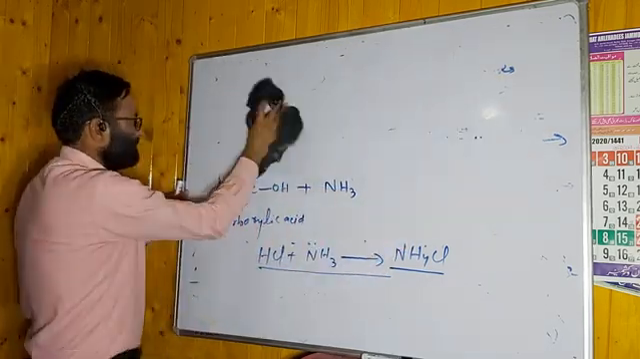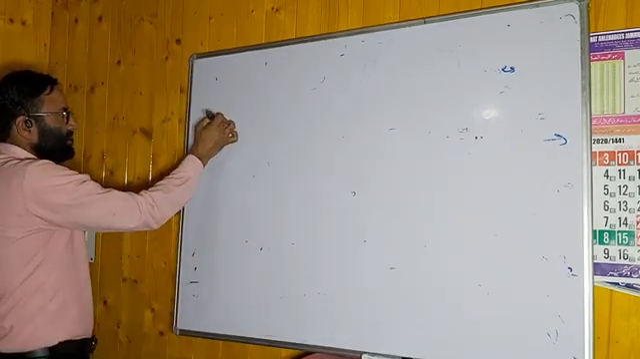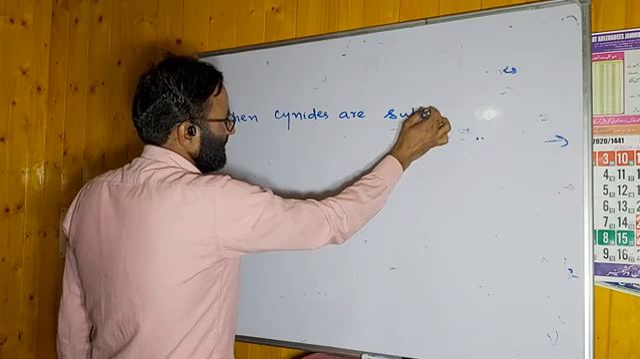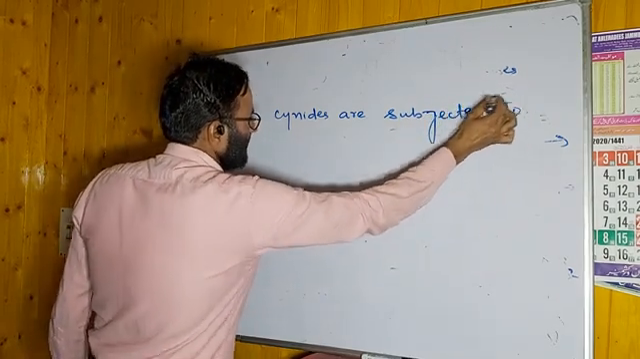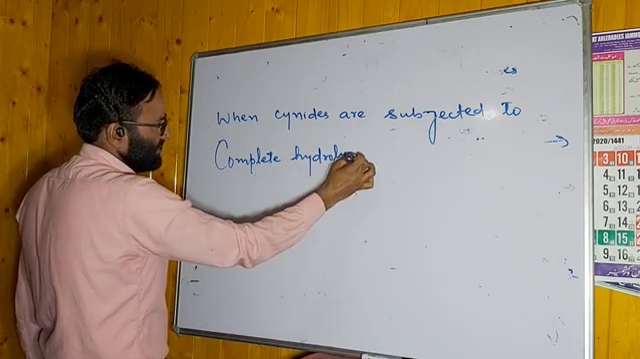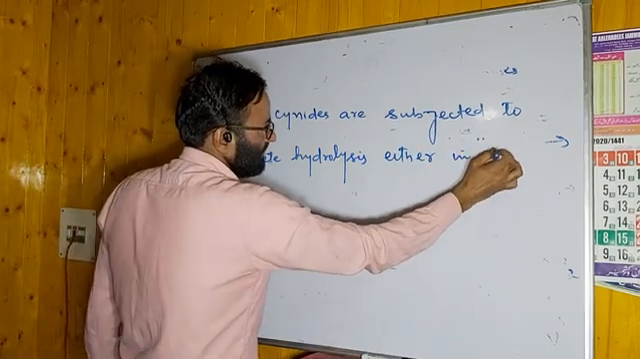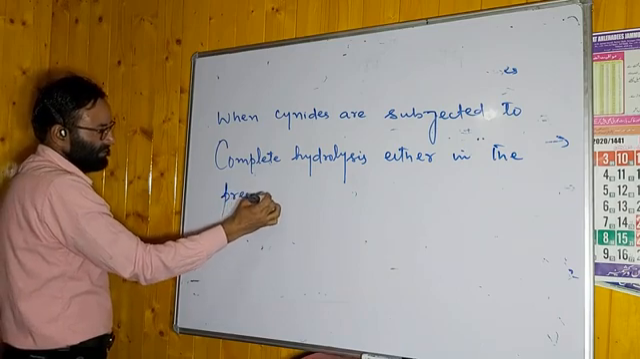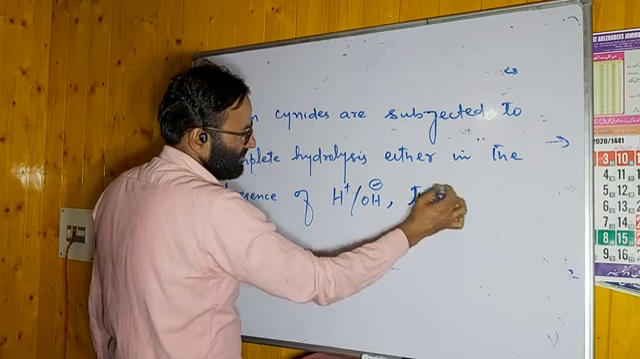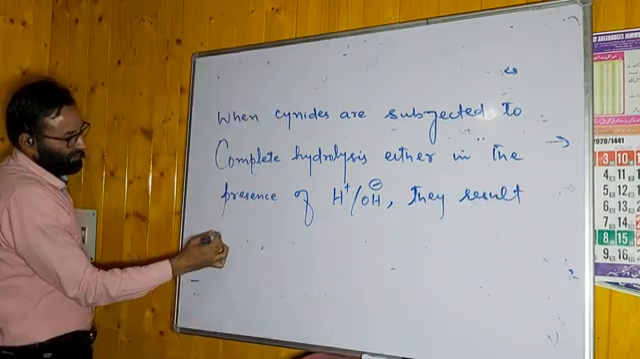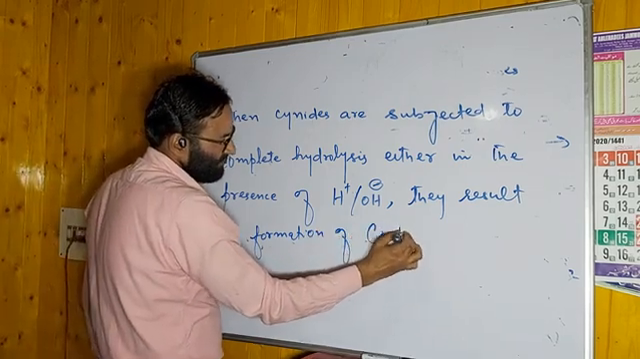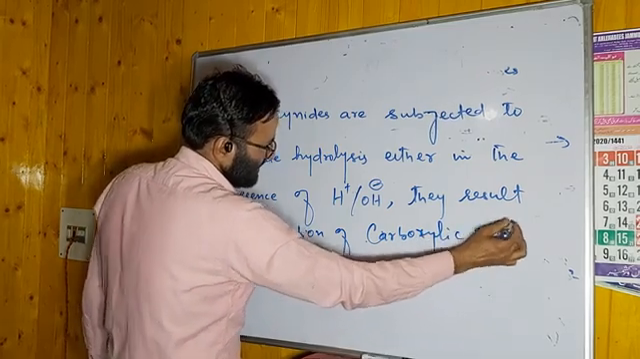Now you can mention, when cyanides are subjected to complete hydrolysis, either in the presence of acidic or basic media, they result in the formation of carboxylic acid. ये carboxylic acid जब बनेगा, ये complete hydrolysis. They result in the formation of carboxylic acids.